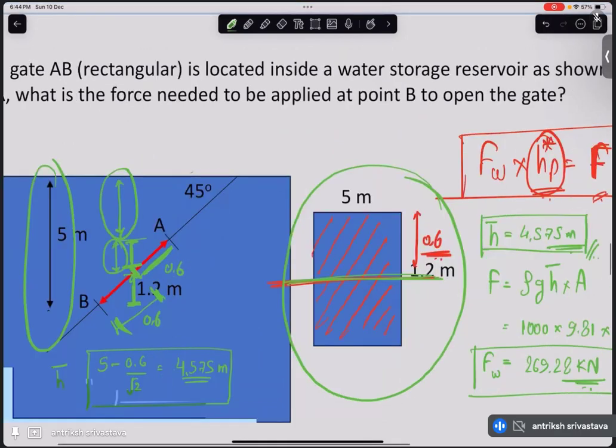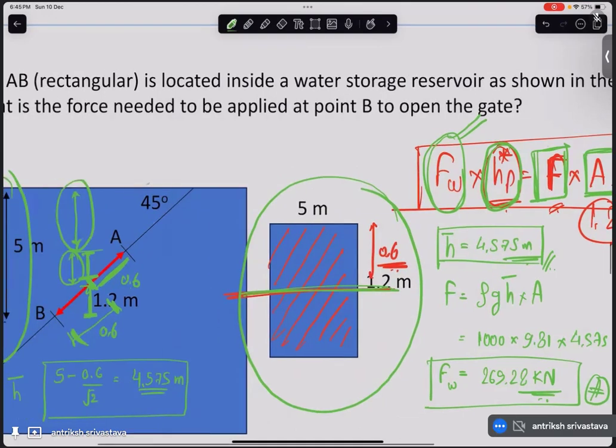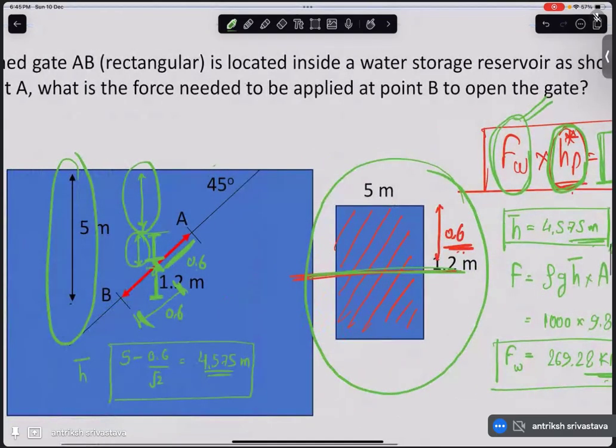So we have calculated the force. The question is asking about this force. We already know the lever arm for that force. Now we have to just calculate the location of the point of action of the force with respect to the hinge. Before that, what we are going to calculate is the actual point of action of this force from the top of the water surface, that is HP.